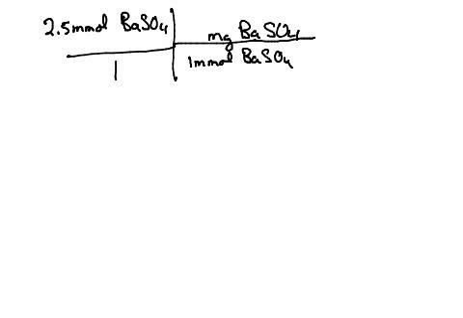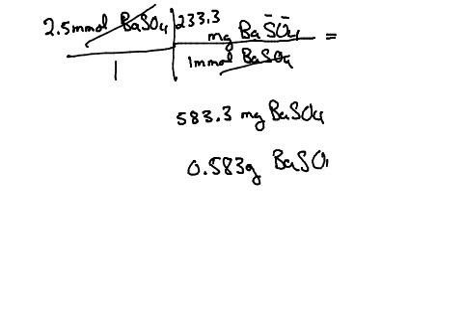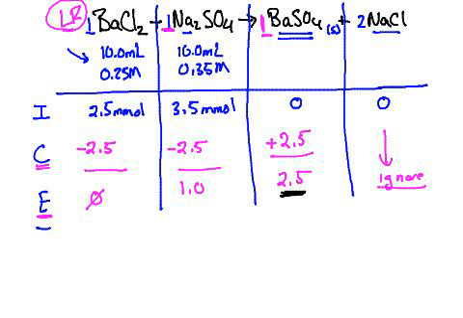So you just go onto the periodic table, and it's 233.3 milligrams. That is simply barium 137 plus sulfur 32 plus oxygen 16 times 4. The millimoles of barium sulfate cancel, and you just multiply by 233, and you get 583.3 milligrams of barium sulfate. If you need to convert to grams, you would just divide by 1,000. That'd be 0.583 grams of barium sulfate. That is essentially the answer to question B. Now, for the second part, I want to go back to my previous screen.